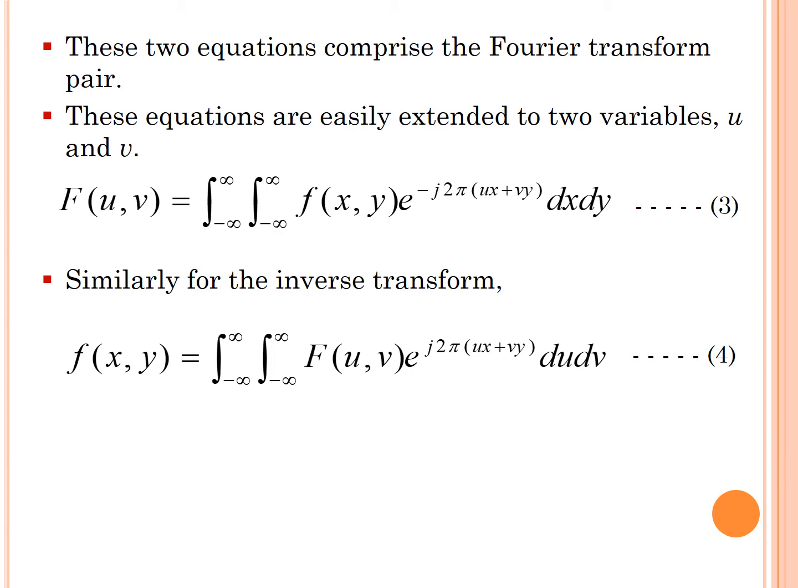These equations are easily extended to two variables u and v. F of u v is equal to integration from minus infinity to infinity f of x y e raised to minus j 2 pi (ux plus vy) dx dy. Similarly, for the inverse transform, f of x y is equal to integration from minus infinity to infinity F of u v e raised to j 2 pi (ux plus vy) du dv.